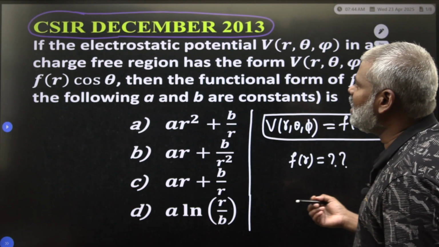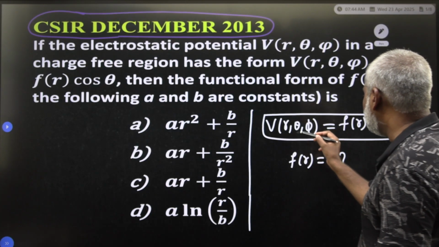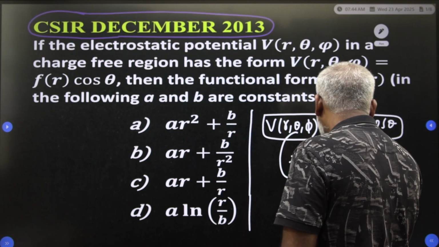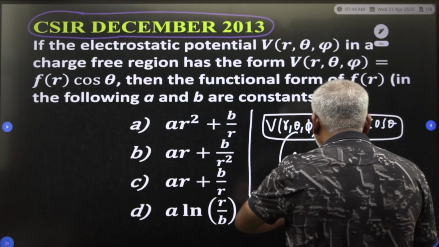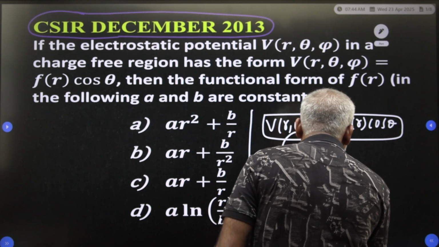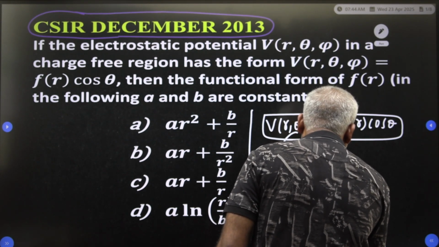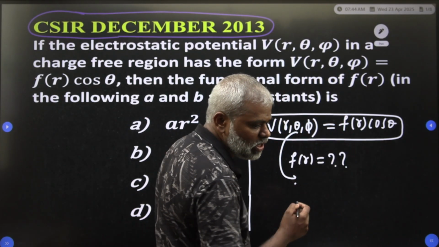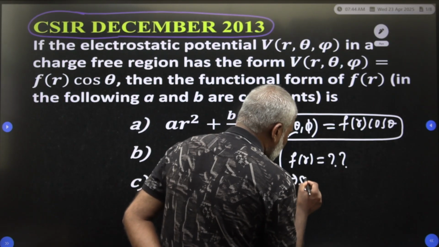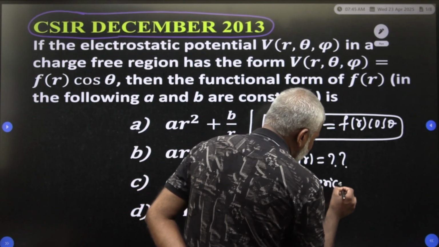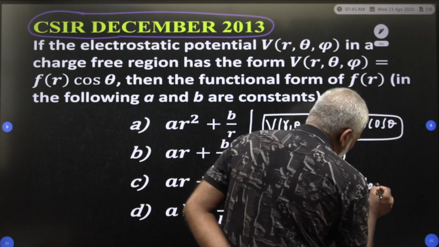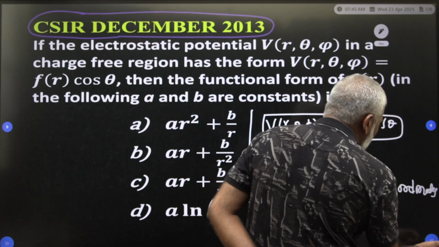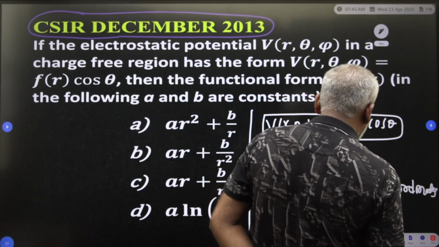So, which coordinates are these? According to these variables, these coordinates are spherical polar coordinates. How do we have to solve in these spherical polar coordinates?